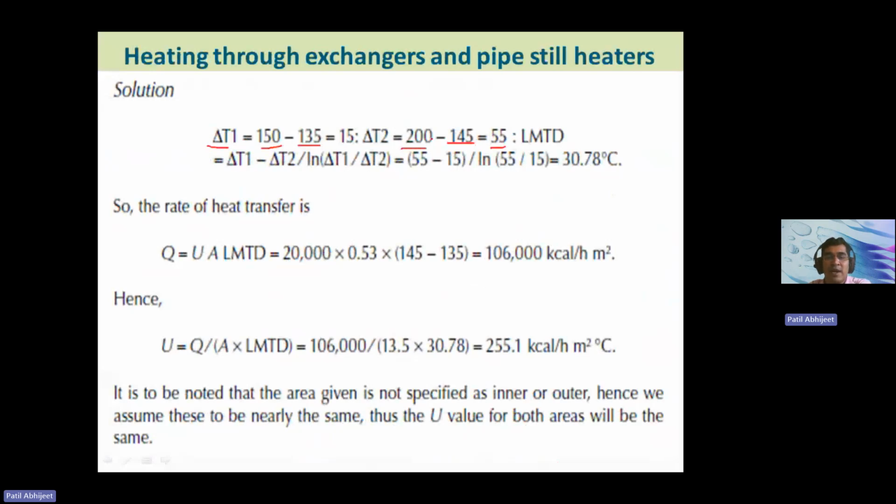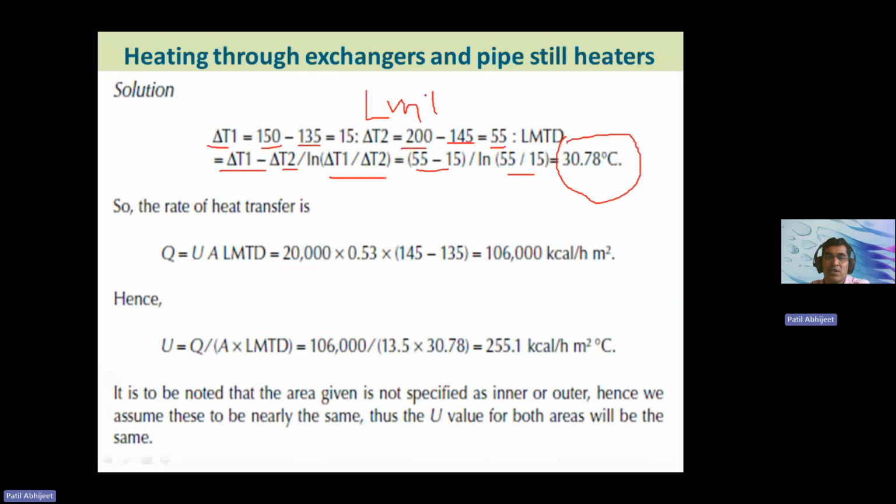LMTD is equal to delta T1 minus delta T2 divided by ln of delta T1 by delta T2, that is 55 minus 15 over ln of 55 by 15. So the value is coming to be 30.75 or 30.78 degrees Celsius. Now we have calculated LMTD.